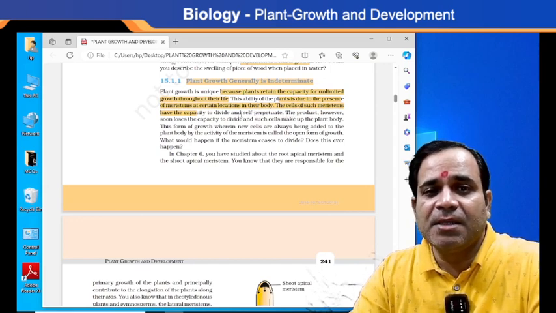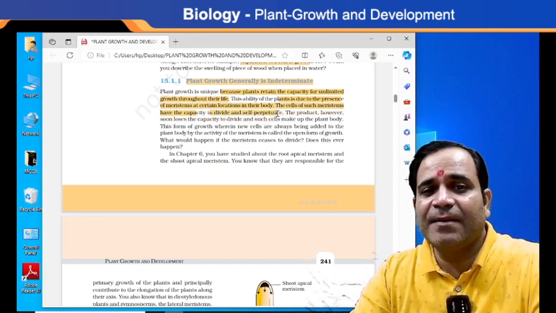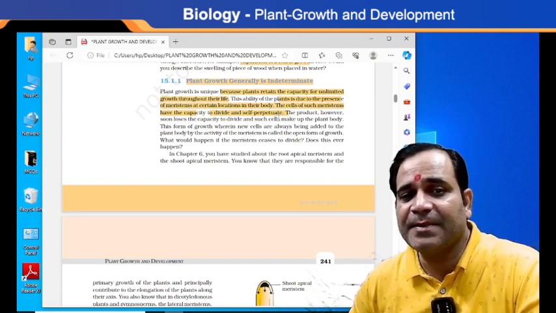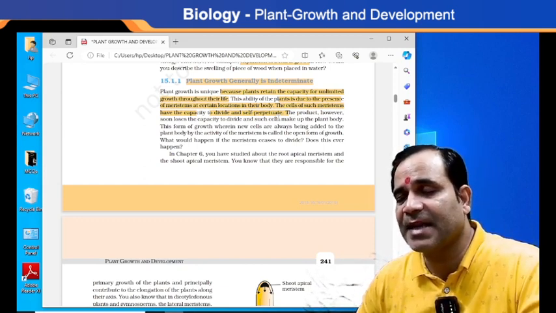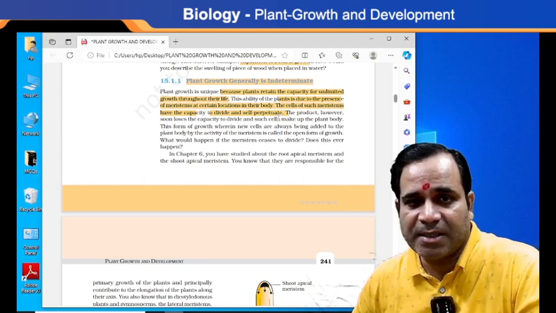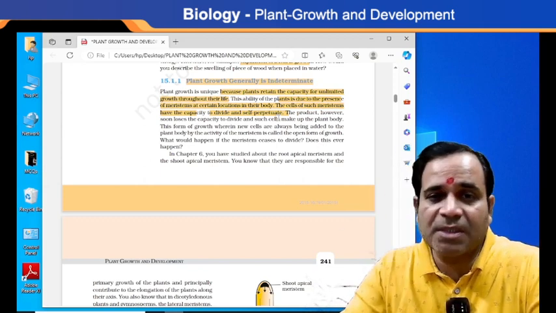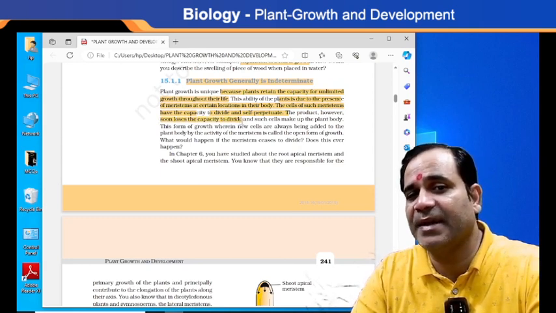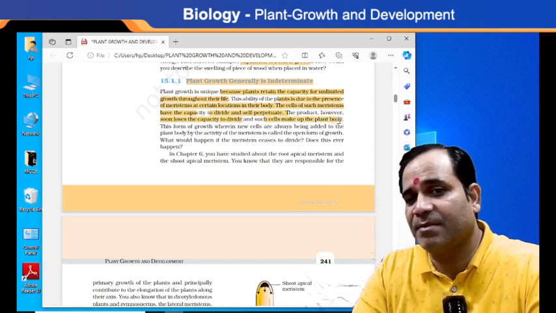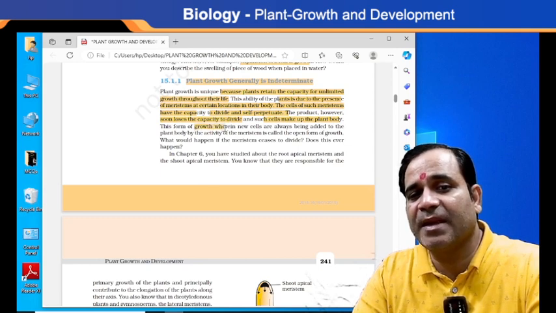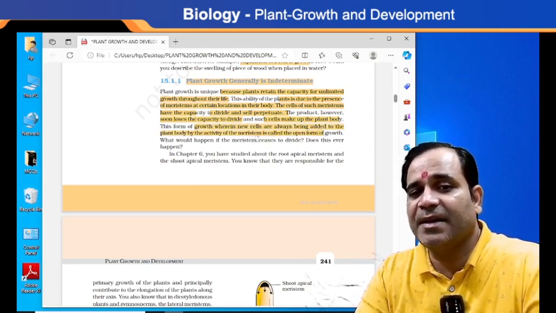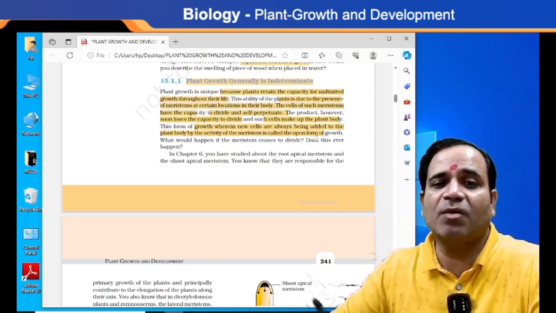So to divide and self-perpetuate, my dear. If the cells have the capacity to divide, then they are known as meristematic. But if the cells soon lose their capacity to divide, such cells make up the plant body, my dear. So this growth, where new cells are always being added to the plant body by the activity of the meristem, is called open form of growth.